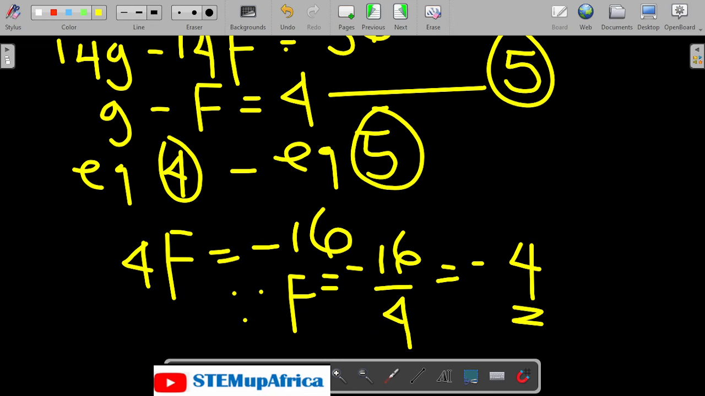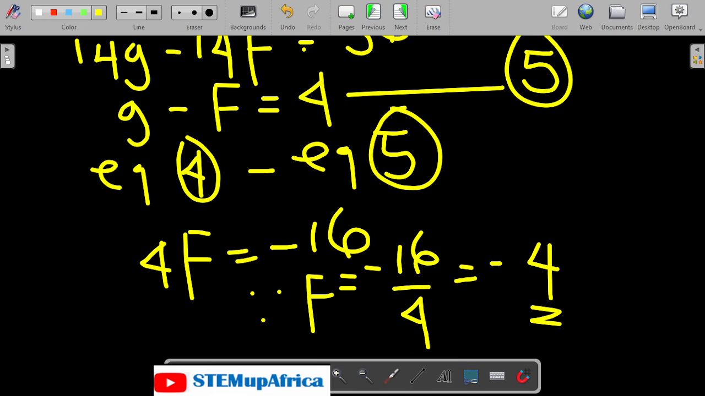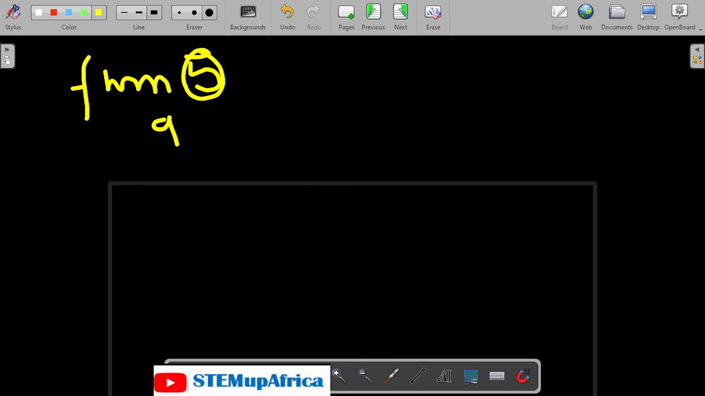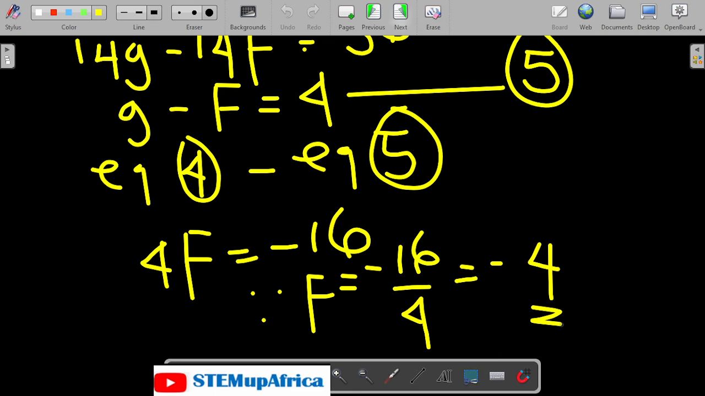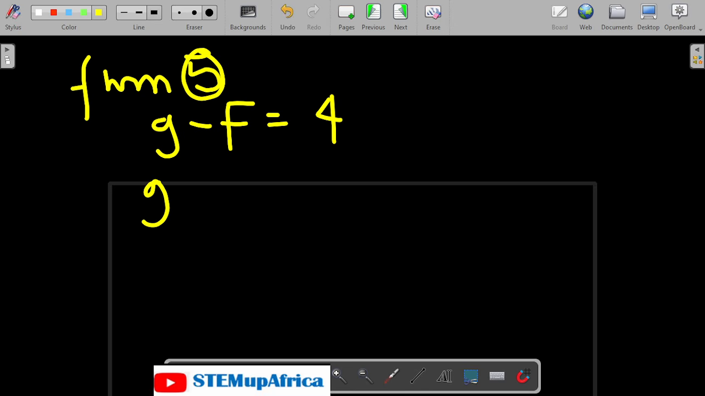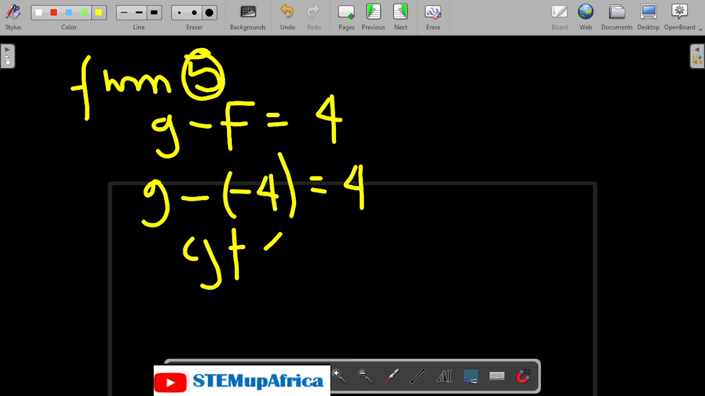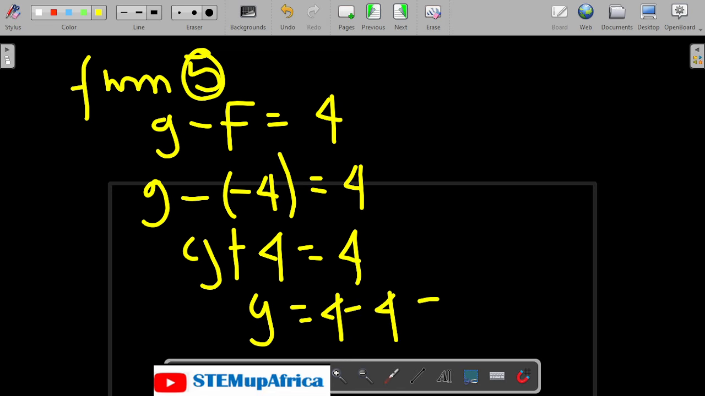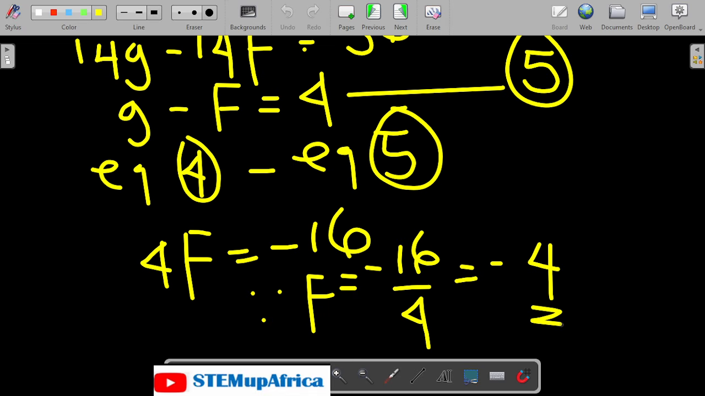To find g now, let's put the value of f into equation 5. So equation 5 says g minus f is equals to 4. So what is my f? So I'm having g minus minus 4 equals to 4. I'm having g plus 4 equals to 4. So my g is simply 4 minus 4. The value is 0. My g is 0.